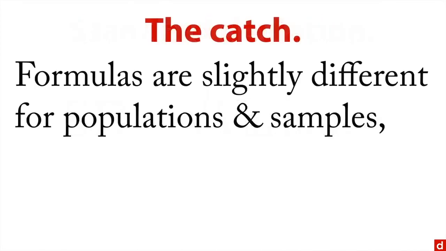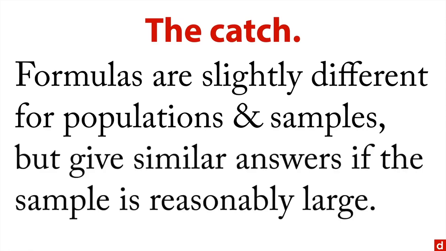Now, there's a catch here. The formulas for the variance and the standard deviation are slightly different for populations and samples in that they use different denominators. But they give similar answers, not identical, but similar. If the sample is reasonably large, say over 30 or 50, then it's really just a negligible difference.